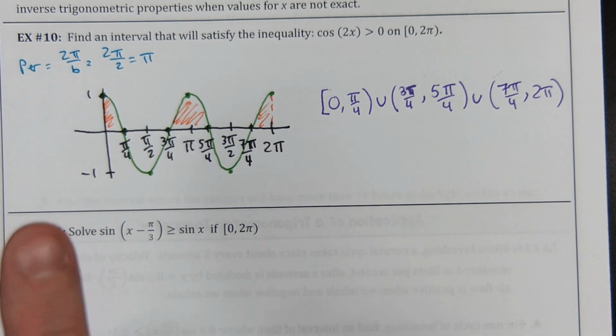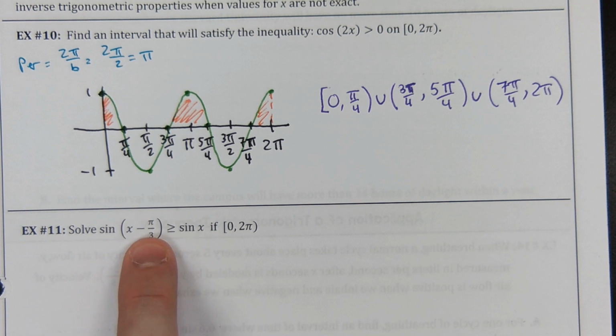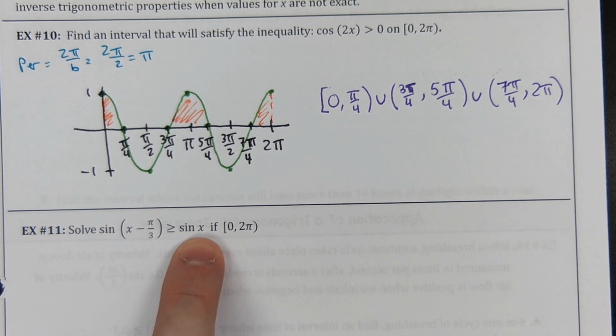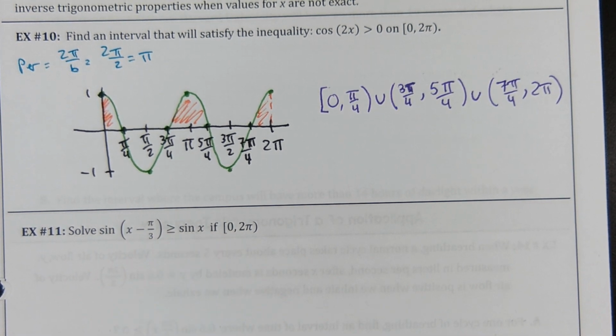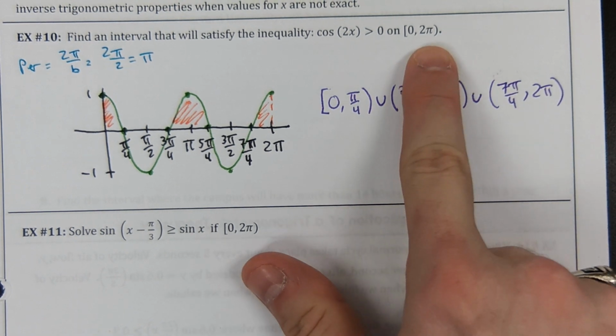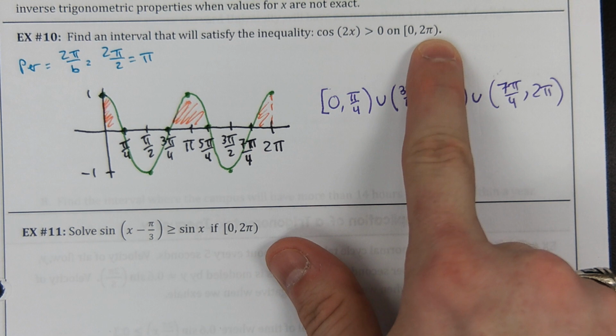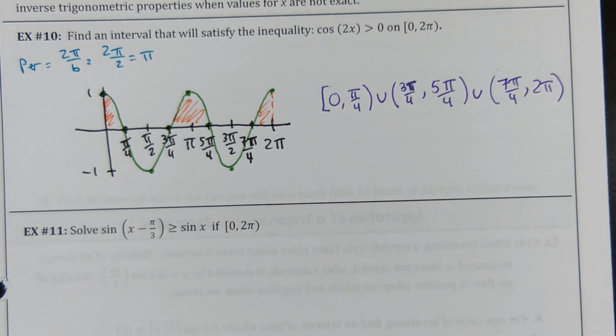Do you know where a shifted sine wave is equal to a non-shifted sine wave? Yes, got a question for me? Will 2 pi be included on this one? Yeah. No, because 2 pi has a parenthesis on the domain. If it was included, then yes. So you just want to watch the directions.